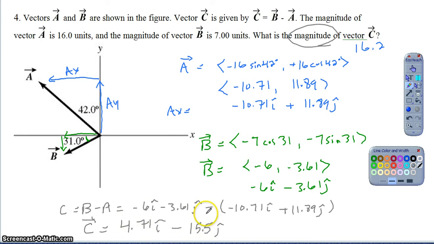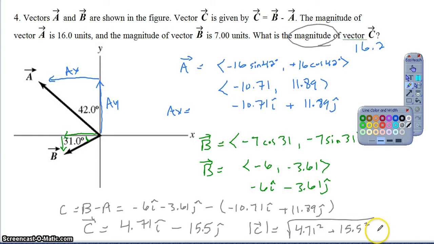So if I want to find the magnitude of C, I just have to do the Pythagorean theorem using those two components. So I just do the Pythagorean theorem of 4.71 squared plus 15.5 squared, and keep in mind it doesn't really matter if it's a plus or a minus at this point because I'm squaring that quantity, right? And so that's where I get my magnitude to be 16.2. Okay, so 16.2 units. They did not tell us we had to find the direction, so I am not worried about finding the direction. I just want to know the magnitude.